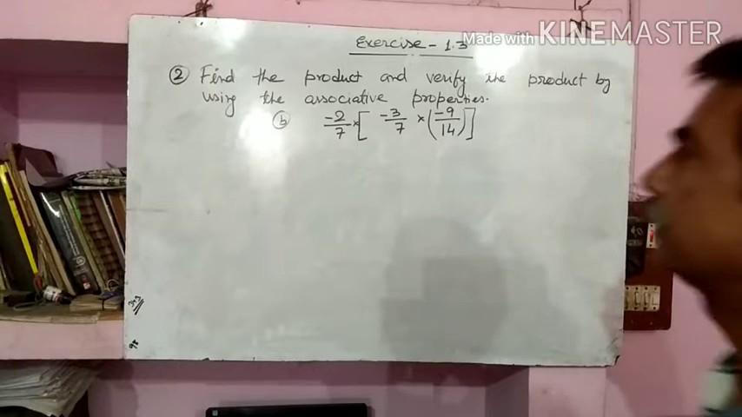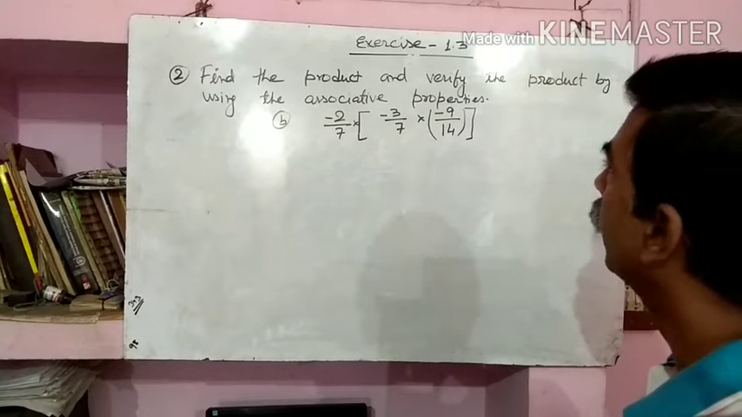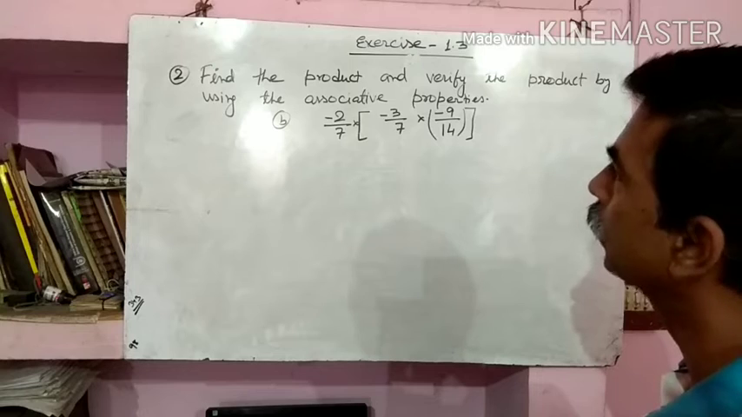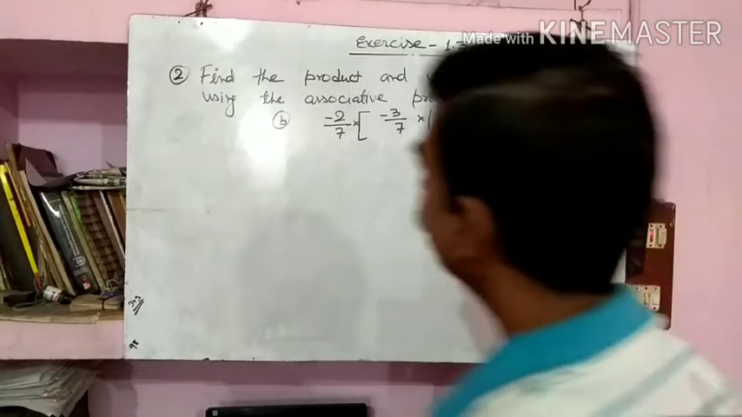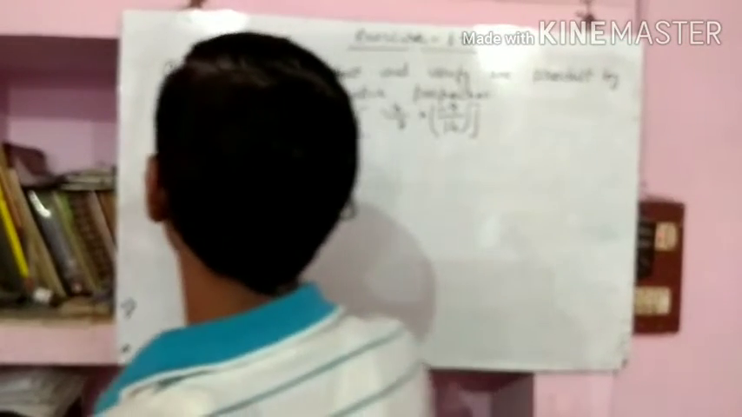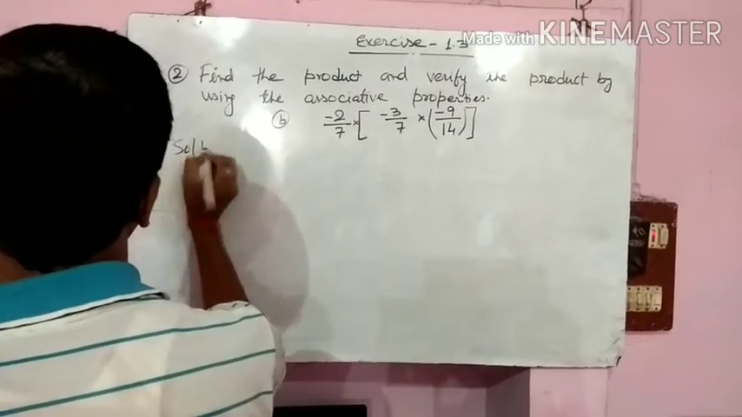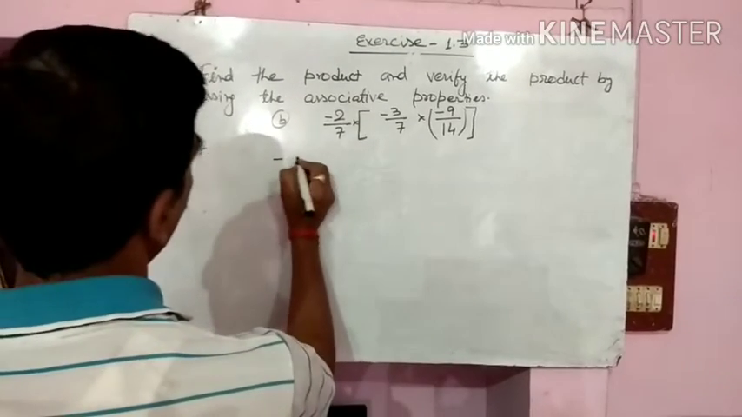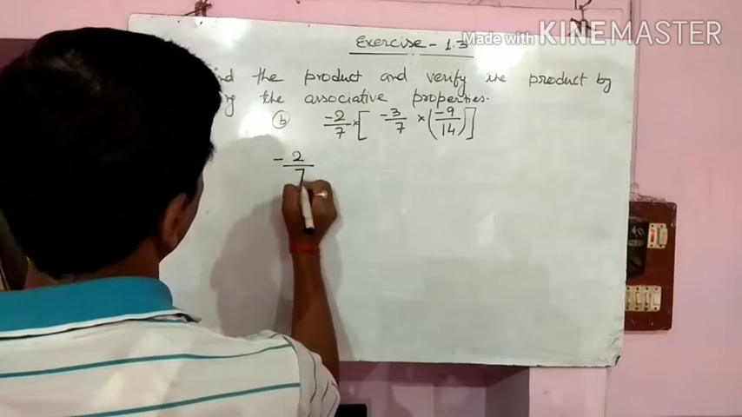Okay, look here, the second question is find the product and verify the product by using associative properties. First of all we have to find the product of it. So I am just going to write the question as it is.